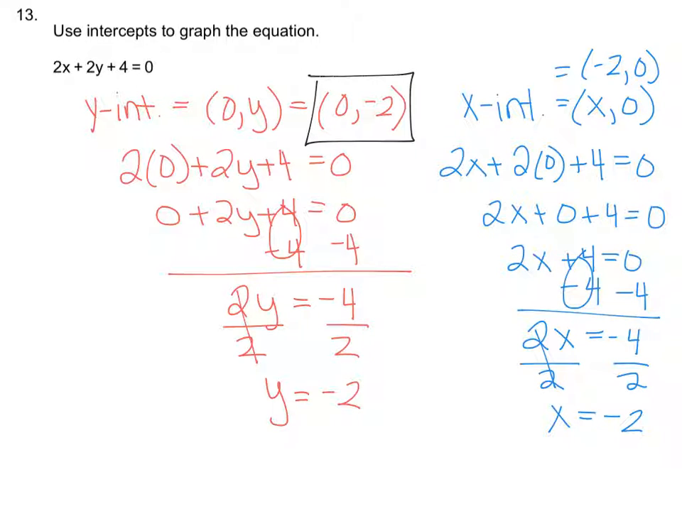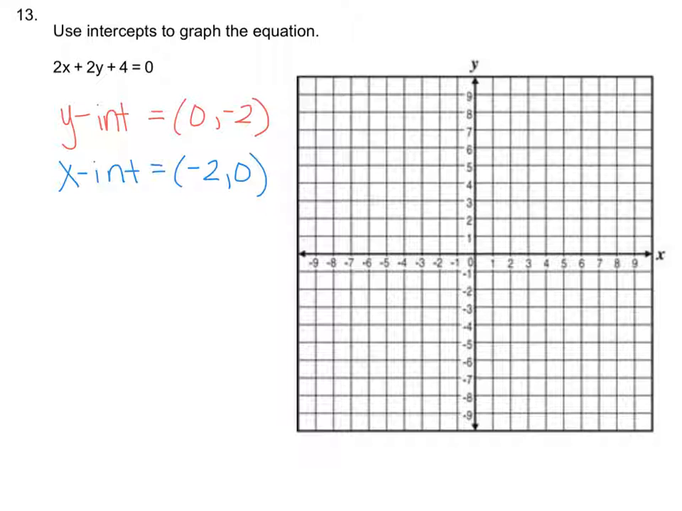Now I'm going to take each of these intercepts and plot them on a coordinate plane and then connect the points to draw my graph of the line. First, I'm going to plot my y-intercept. That's 0, negative 2. So that tells me that I'll be at negative 2 on the y-axis. Next, we'll plot negative 2, 0, which is my x-intercept. So I'm going to be at negative 2 on the x-axis. Now that I have 2 points, I can connect the points to make my line. And that is the graph of the equation.